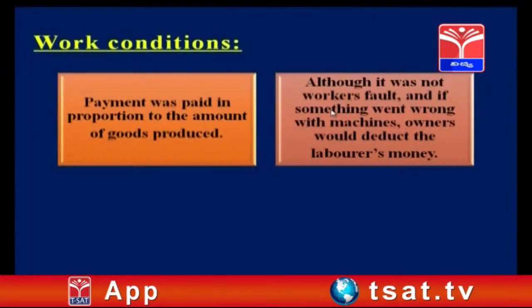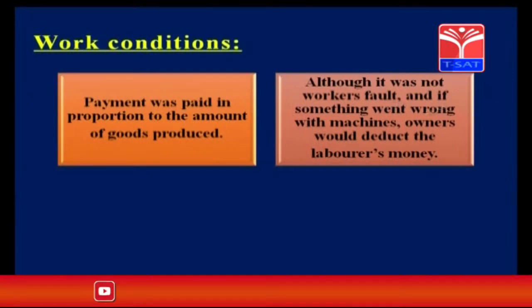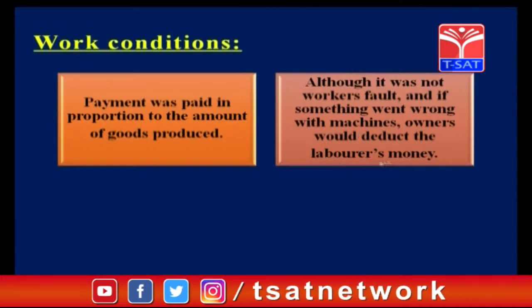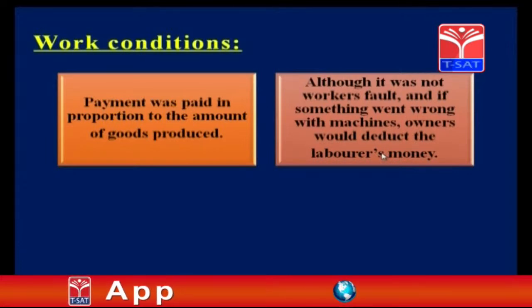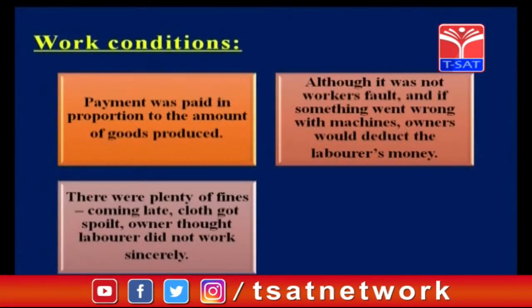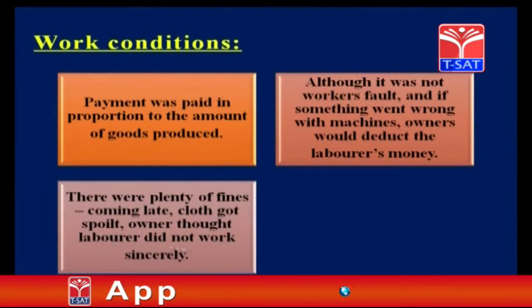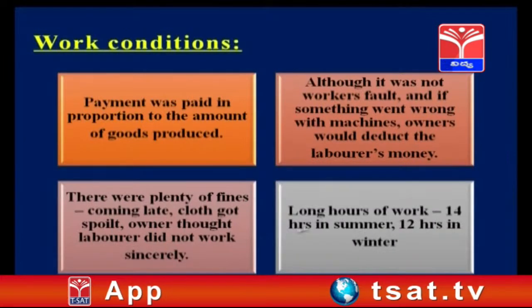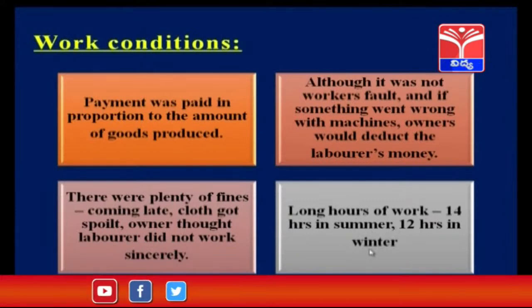Although it was not a worker's fault or mistake, if something went wrong with the machines, owners would deduct the laborers' money. Workers or laborers, they are not skilled workers. On the machines, if something went wrong, the mill owner used to cut salary from the workers' payment. And there were plenty of fines also. If they came late or cloth got spoiled, the owner thought the laborer did not work sincerely.